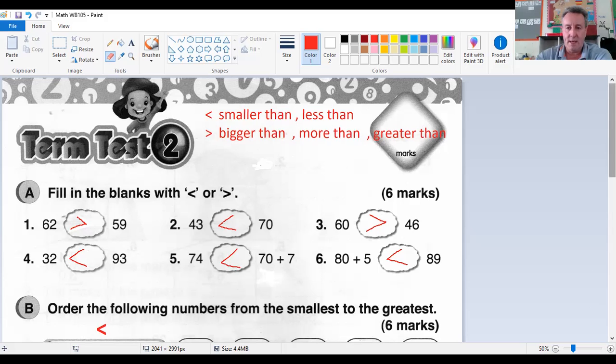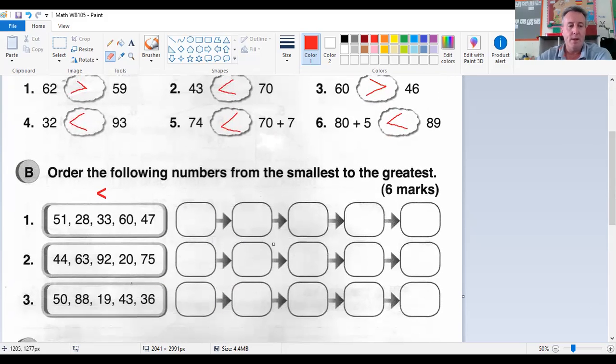So let's move down to the next ones. Now we're ordering the numbers from smallest, the lowest number, to greatest. So we're using the smallest over here to greatest, or smallest here up to the biggest here. Smallest to biggest. So let's go through and use our place values.